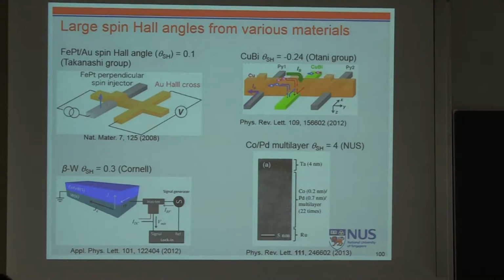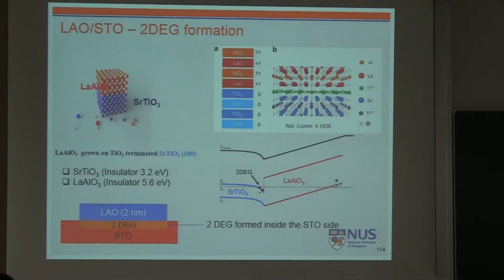Different groups use different approaches, like iron platinum, copper bismuth, or beta-phase tungsten. And a team just reported that oxidization of this tungsten can also give a very large value, and so on. And this is our group's report. We tried to introduce a multilayer concept. So once you have a multilayer, you can have an even larger spin Hall angle. So still the field is evolving.